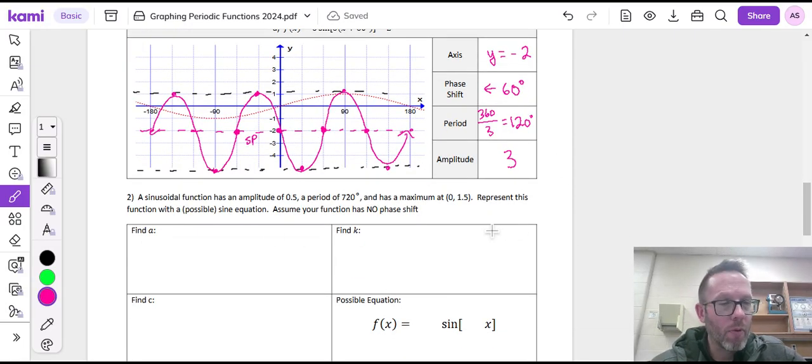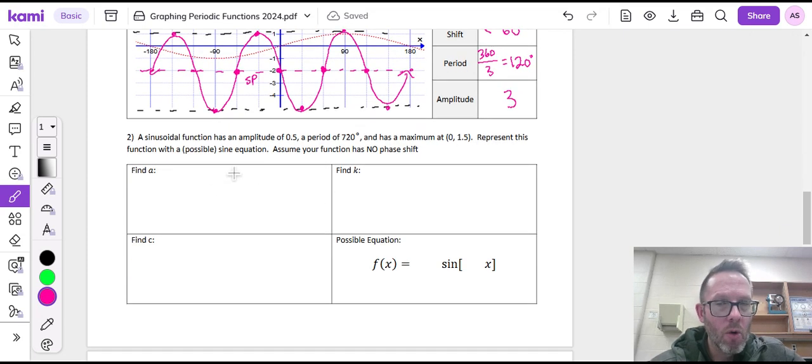Here's another exercise where I give you guys some information and we kind of create our own periodic function. This sine function has an amplitude of 0.5, a period of 720, and has a maximum at 0, 1.5. We're going to represent this with a possible sine equation. So I say possible because you can have really any phase shift you want, slide this function left and right as much as you want, and it'll satisfy these properties. So we're going to assume that our function has no phase shift just to keep things simple.